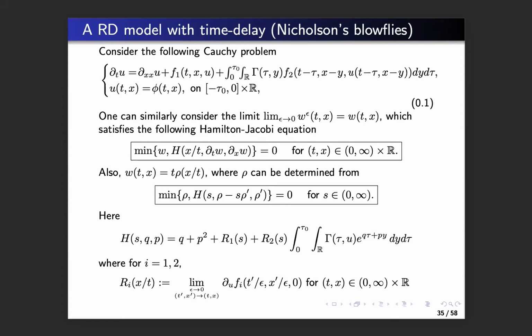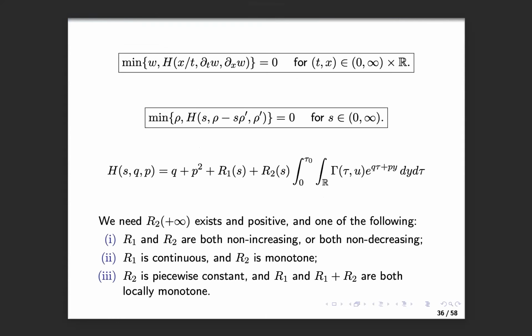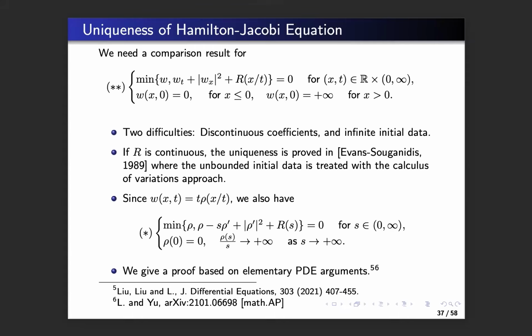Still, the Hamiltonian is increasing in the time derivative and convex in the space derivative. One can prove uniqueness for this kind of problem, provided this condition with R2, and then both monotone, or R1 is continuous or R2 is piecewise constant. I'll briefly comment on the uniqueness of the Hamilton-Jacobi equation. I'll take this example. There are two main difficulties. The first one is the discontinuous coefficients, and the second one is the initial data. It is discontinuous and infinite at points.